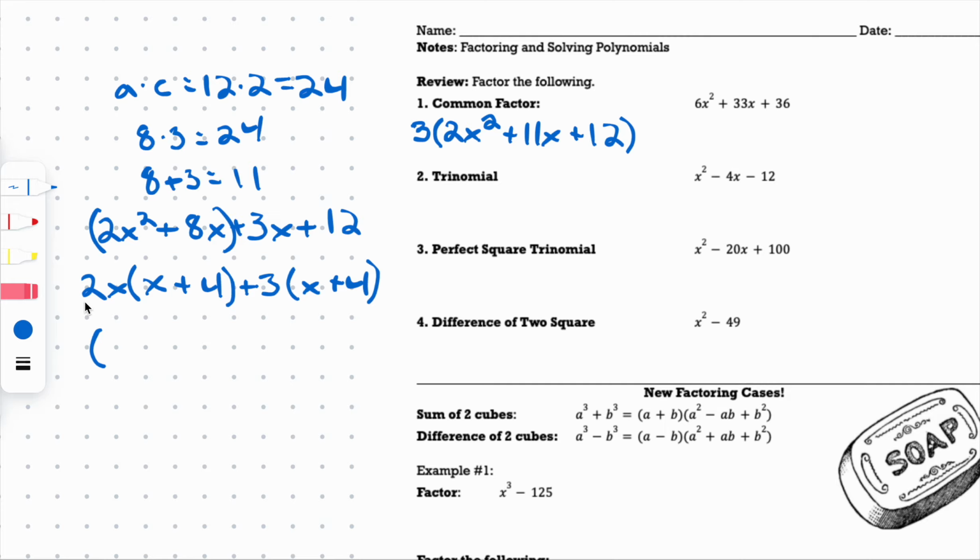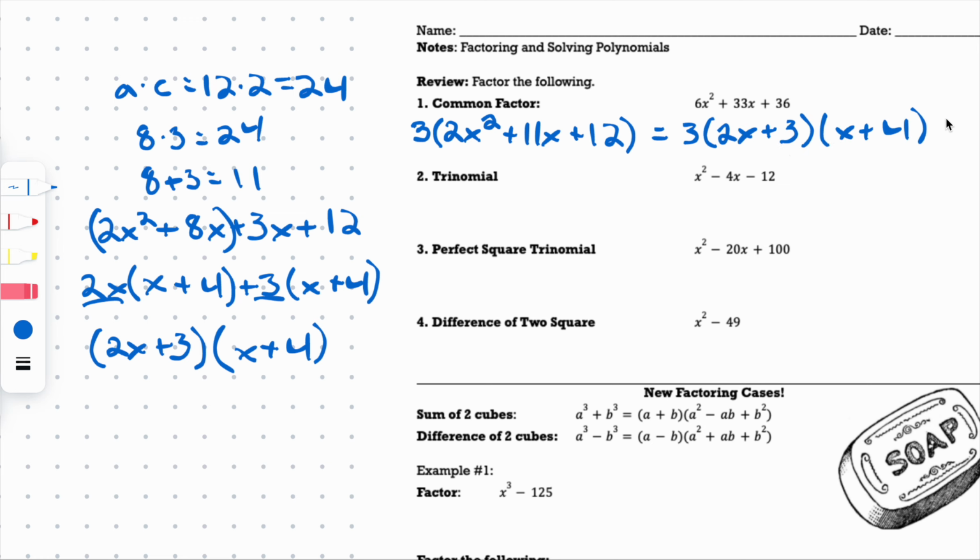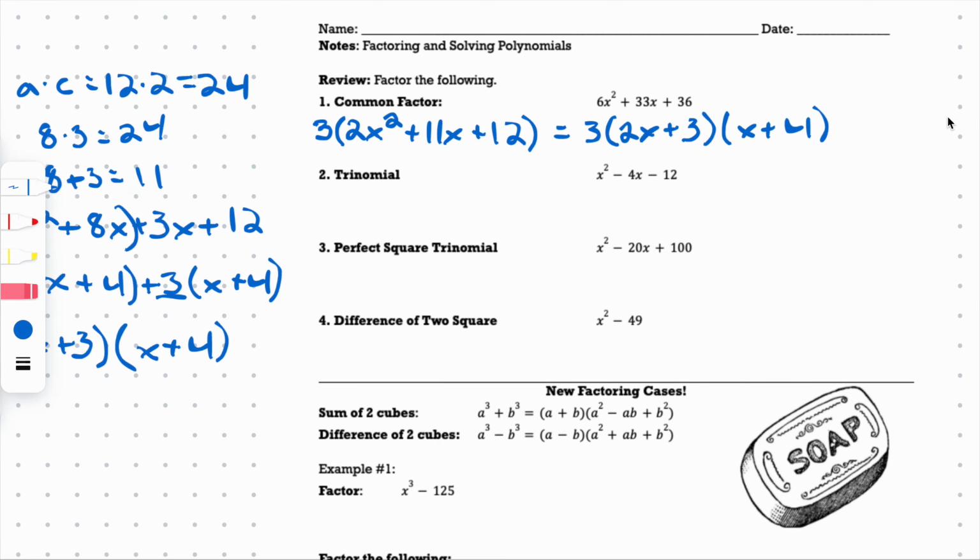And then I can take this 2 and this 3. I have 2x plus 3, since they're both multiplying by x plus 4. And then x plus 4 here. And so I know our final answer for this is going to be, we still have this 3 out front, then 2x plus 3, then x plus 4. At least that's how I do it. A lot of people have different ways. Since this is only 2, you can just say 2x, x, and then plug in a bunch of different things and see what works.